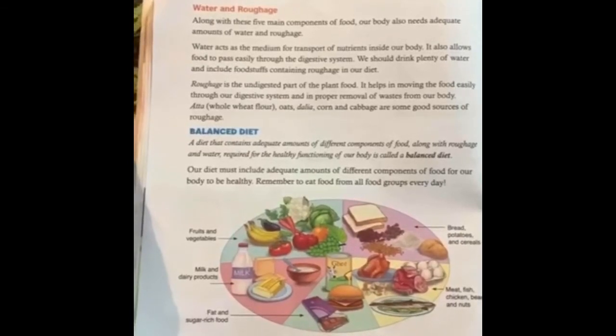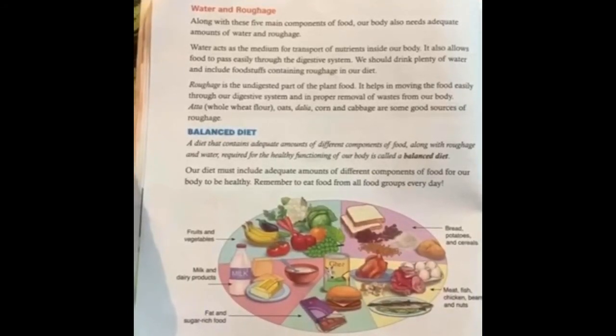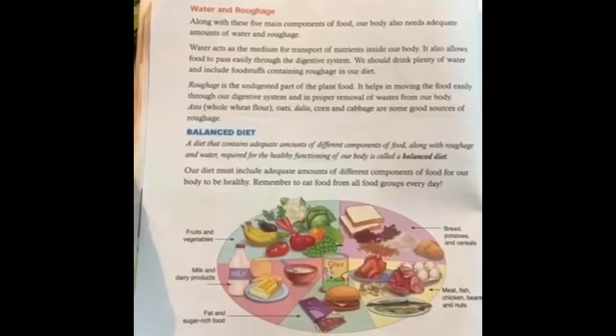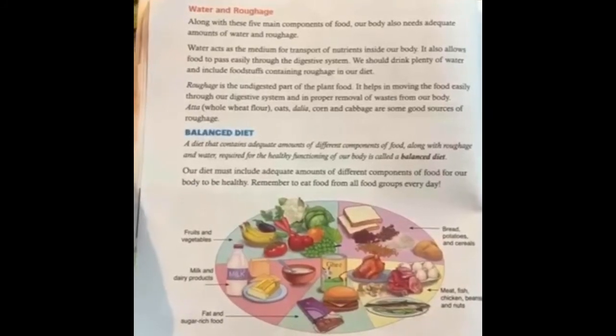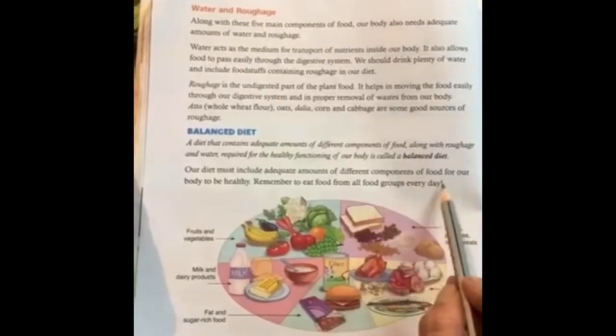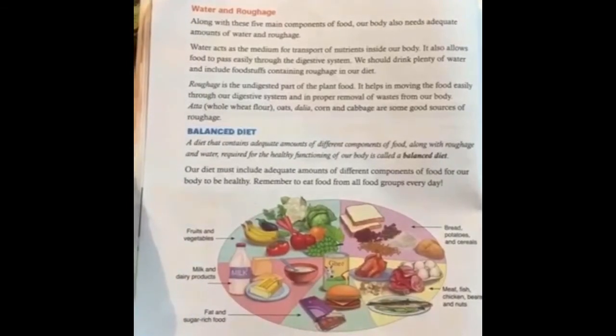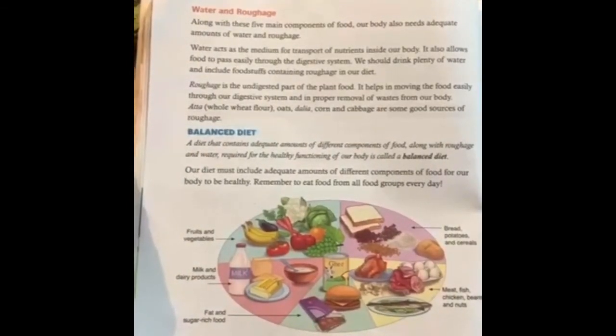Balanced diet. Now, what is balanced diet? A diet that contains adequate amount of different components of food along with roughage and water required for the healthy functioning of our body is called a balanced diet. Our diet must include adequate amount of different components of food for our body to be healthy. Remember to eat food from all the food groups every day.